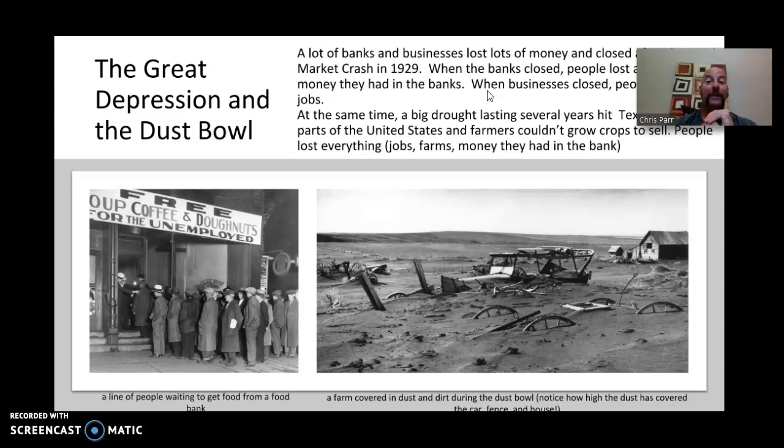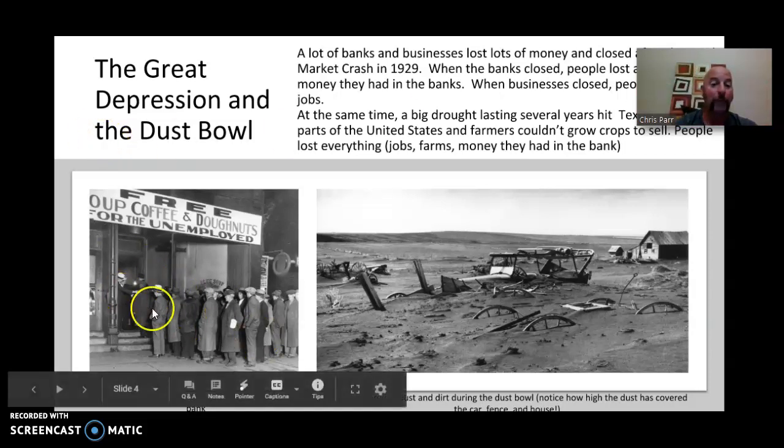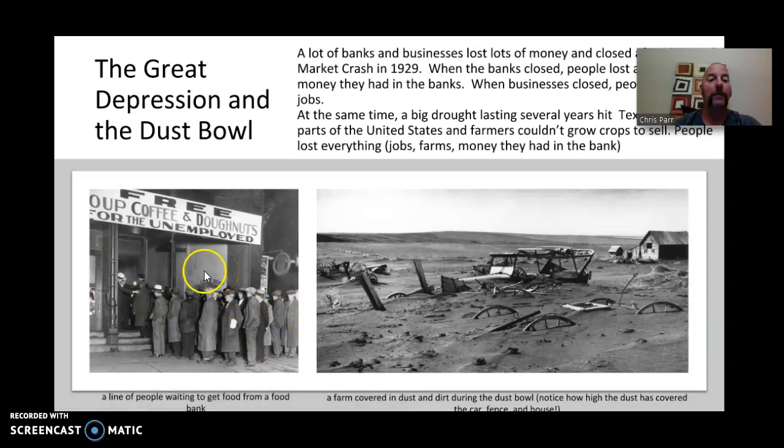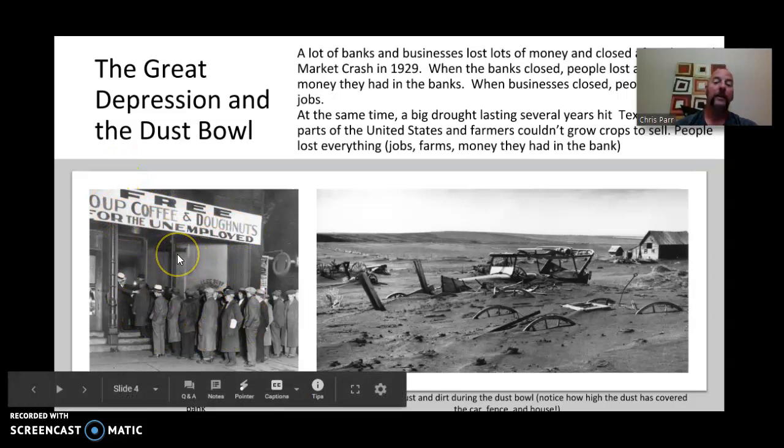And so as these businesses closed, these businesses didn't pay back the banks for their loans. So these banks ran out of money. And because of that, the people ran out of money and the people lost their jobs. And this right here is an unemployment line. It's a line where people lost their job. If you look, it says free cup of coffee and donuts for unemployed people that didn't have work at the time.